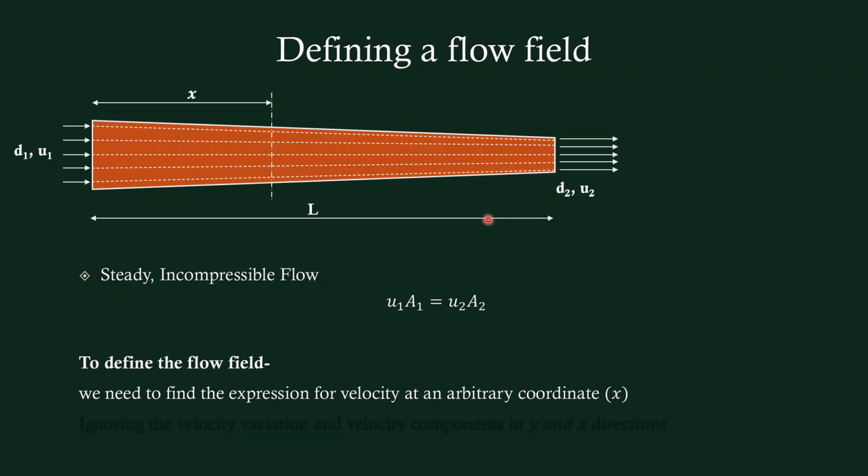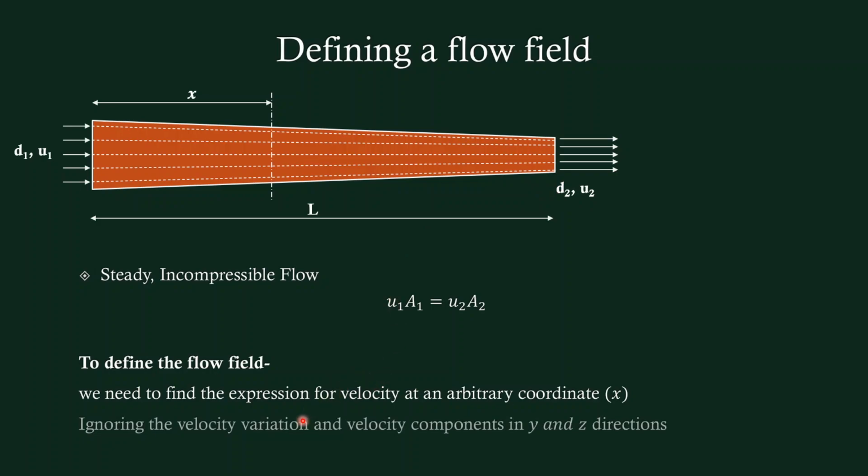In this particular problem, we are ignoring the velocity variation as well as the velocity components in y and z directions, so we can fairly treat it as a one-dimensional flow. There will be some component in the y and z directions, because you see the flow lines are a little bit inclined. But for this problem, we are going to ignore them.